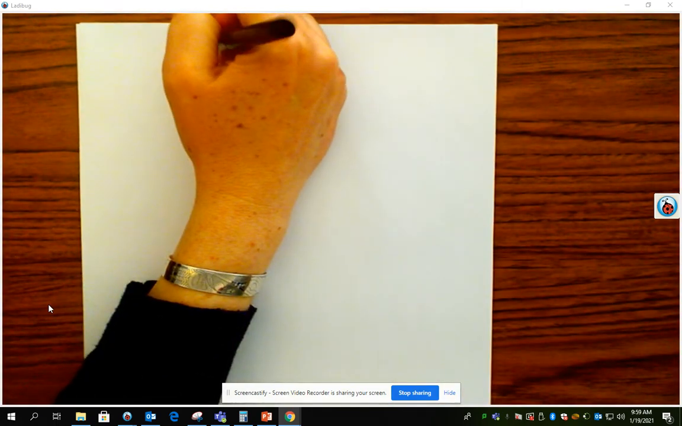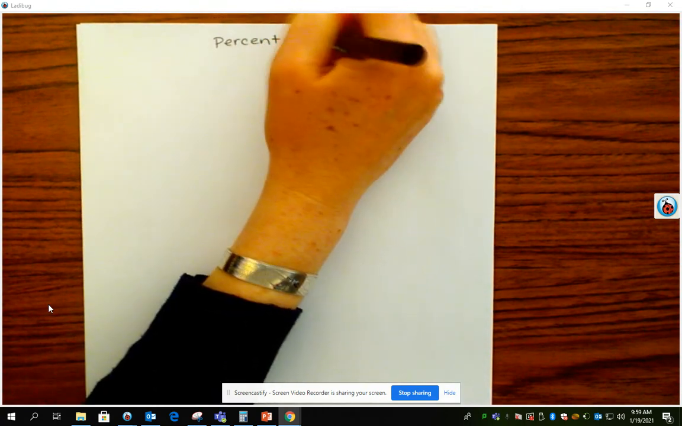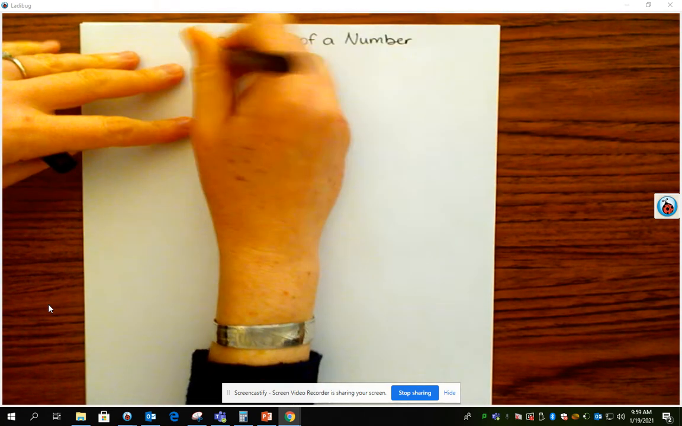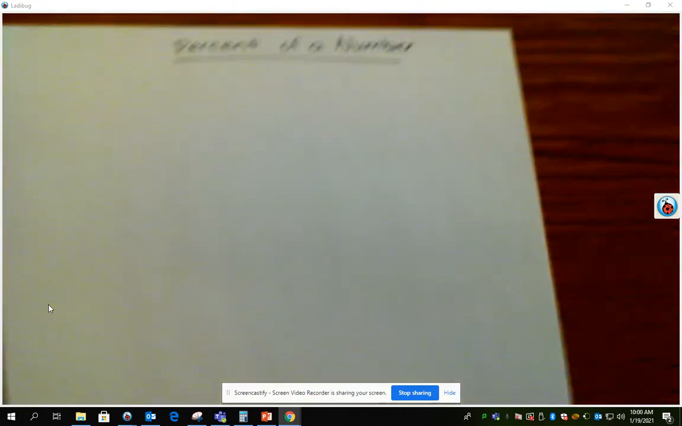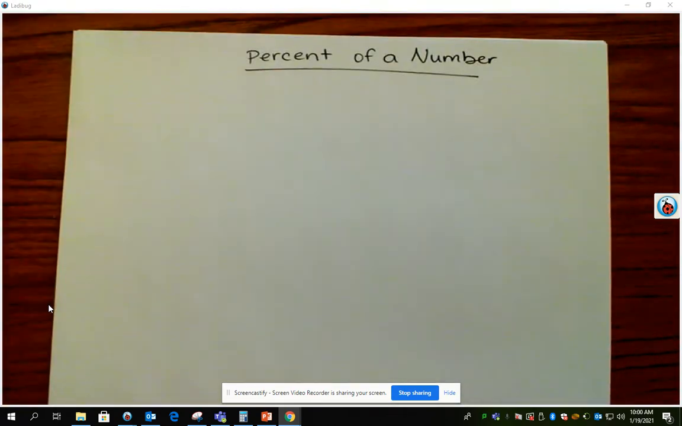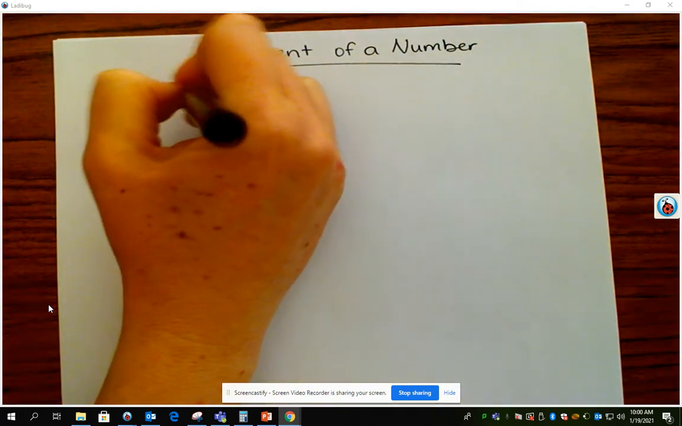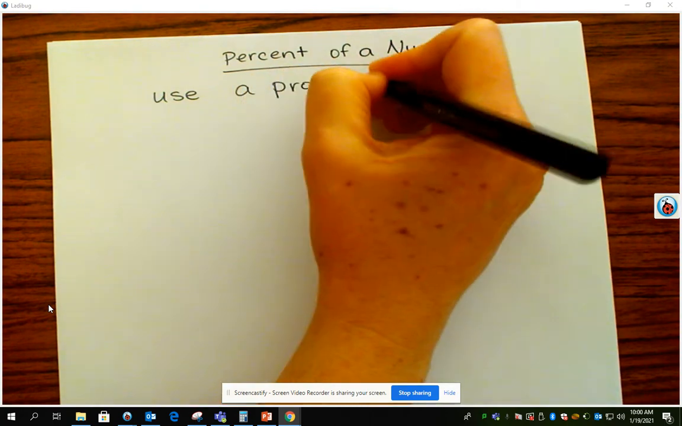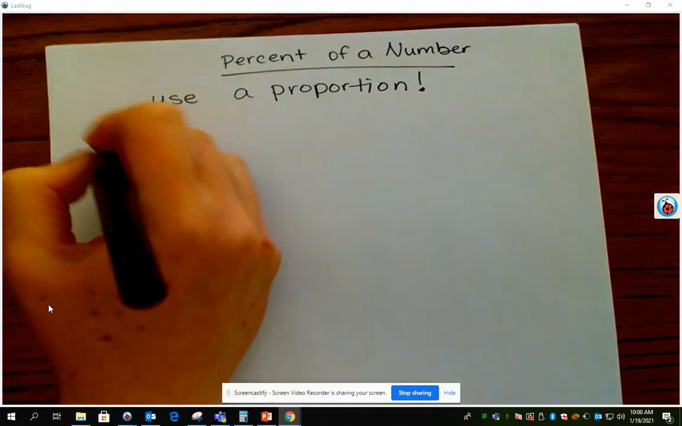Hey guys, today we're going to be doing problems involving finding the percent of a number. Alright, so to find the percent of a number, use a proportion. This is going to make these so much easier. Use a proportion. So let's look at an example.